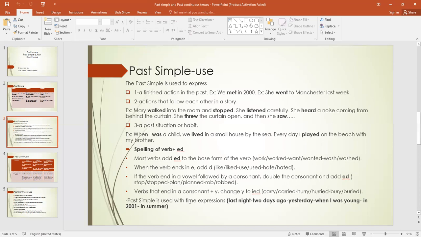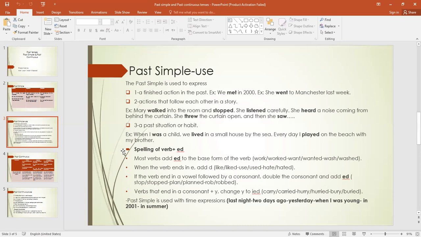Past simple is used with time expressions. أكيد معظم الأزمنة ترافقها بعض التعبيرات الزمنية التي تحدد استخدام هذا الزمن. Okay, so we have last night, 2 days ago, yesterday, when I was young, 2001, and in summer. So all these time expressions or time phrases can be used to refer that the actions happened in the past. Okay, this is for past simple.